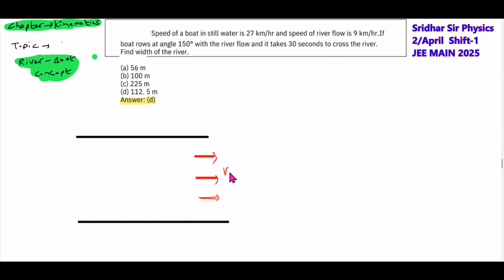We are assuming VR. Then some reference lines we will choose for our convenience. Now, the speed of the boat in still water. What do you mean by still water? Velocity of boat with respect to river is called still water. VBR is 27 kilometers per hour. Still water means with respect to the river only. And the velocity of the river is how much? 9 kilometers per hour.